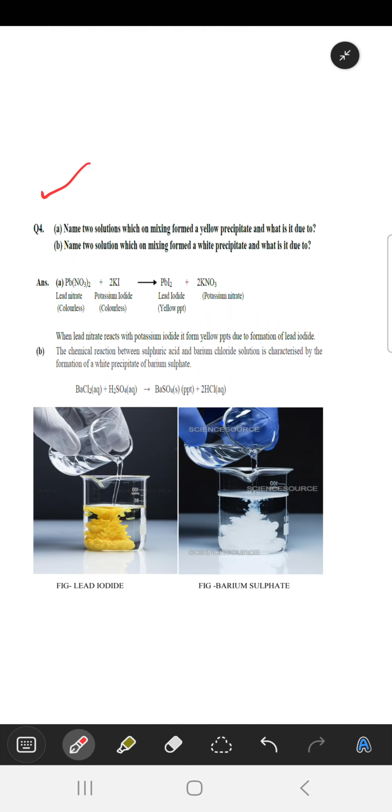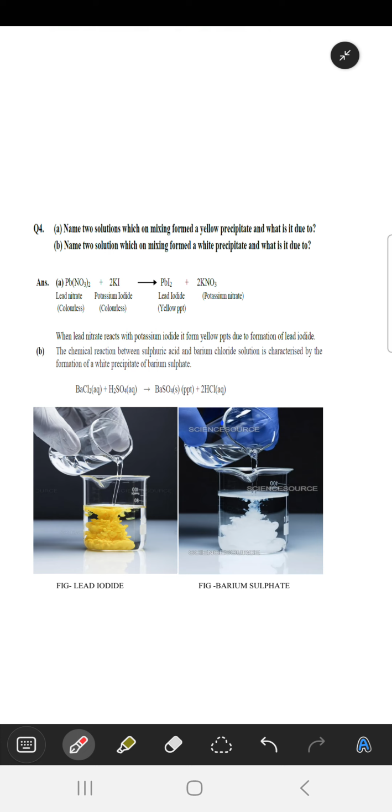Now the fourth question is: name the two solutions which on mixing form a yellow precipitate, and name the two solutions which on mixing form a white precipitate. As we have discussed in the previous video, when lead nitrate reacts with potassium iodide, both of which are colorless, there is a formation of lead iodide, which is a yellow precipitate, and there is a formation of potassium nitrate. Let us see in the figure.